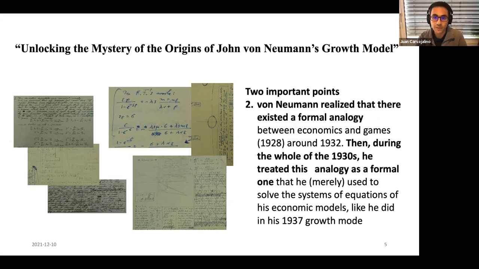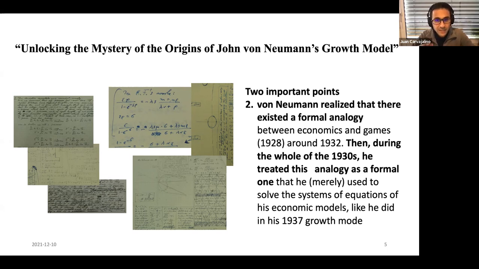So this leads me to the second point, which is that von Neumann only realized around 1932, as he was traveling and talking with other economists and changing the mathematical frameworks and the mathematical theories that he was modeling in his drafts.